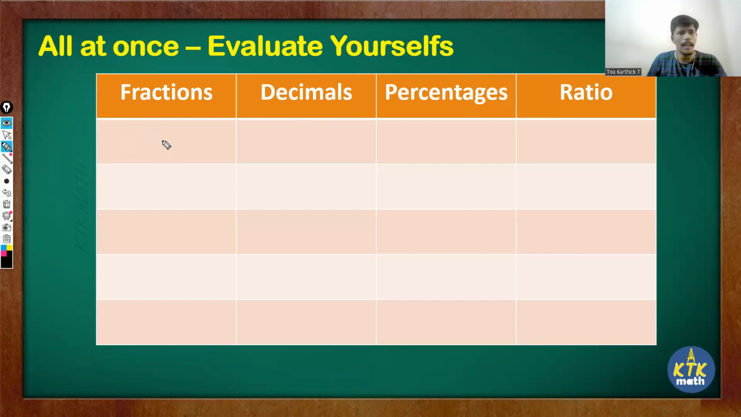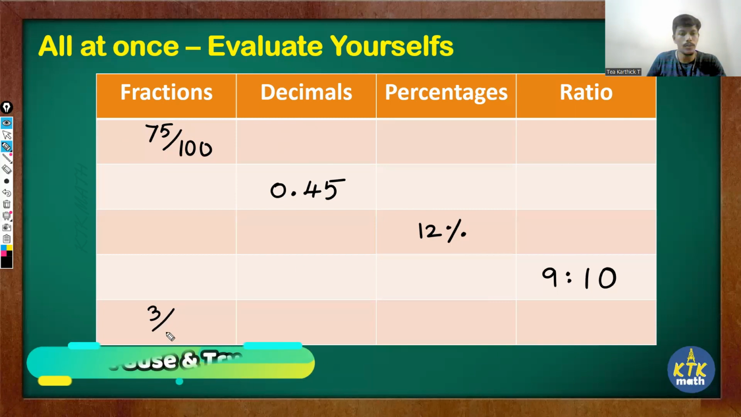Let me start the new one. Like fractions, I'm giving you 75 by 100, so you write the remaining. In the same way, for decimals, I'll give you 0.45, or I will give 12 percent, or I'll give 9:10, or I'll give one more, 3 by 20.